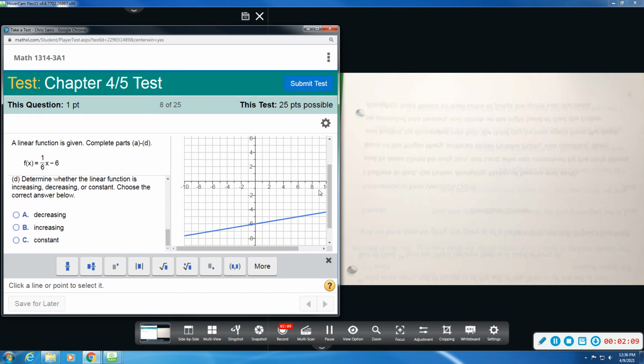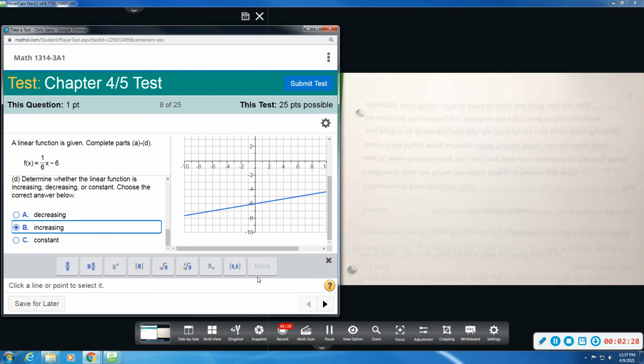The way you read a graph is the same way we would read the statement. We start on the left and we go to the right. So as I trace this line left to right, it is going in the upward direction, indicating that it is increasing. And I think that's all parts.